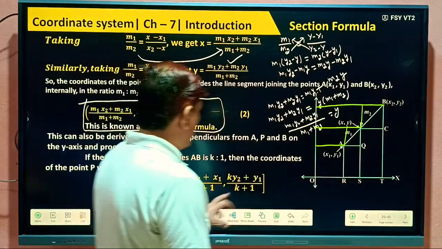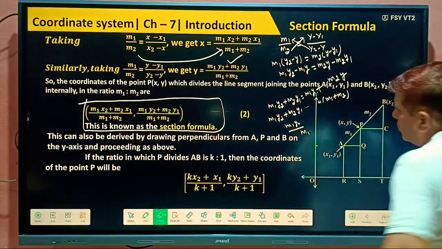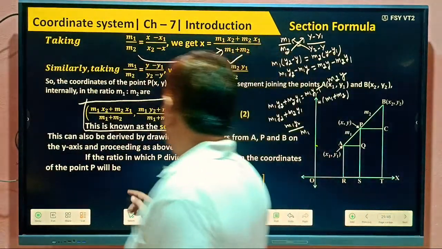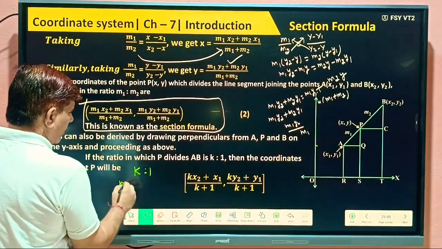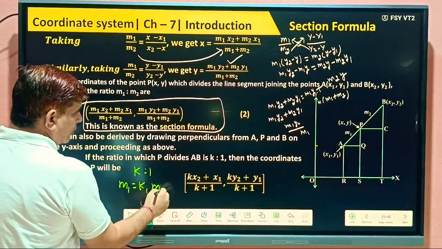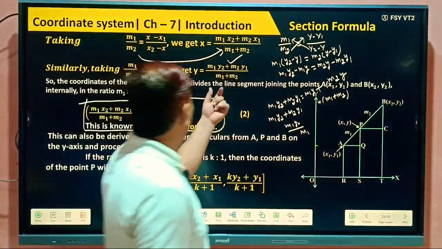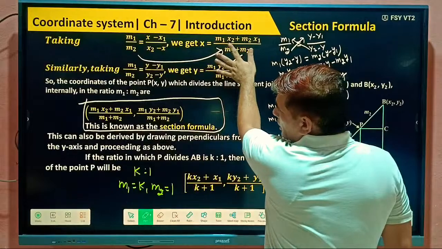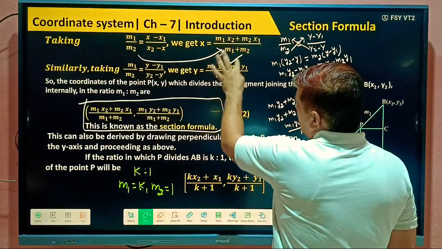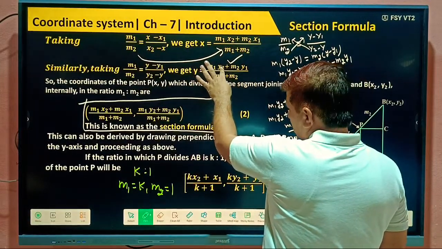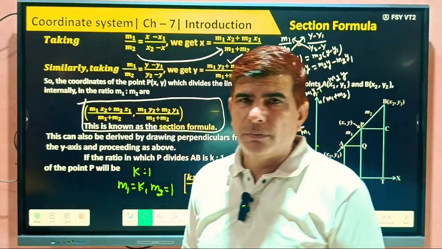What happened? If P divides this in the ratio K raised to 1, it means M1 equals K and M2 equals 1. If you put the values of M1 and M2 here, M1 is K: Kx2 plus M2 (1) times x1, over K plus 1. And this becomes Ky2 plus y1 over K plus 1. So easily we can find it out.